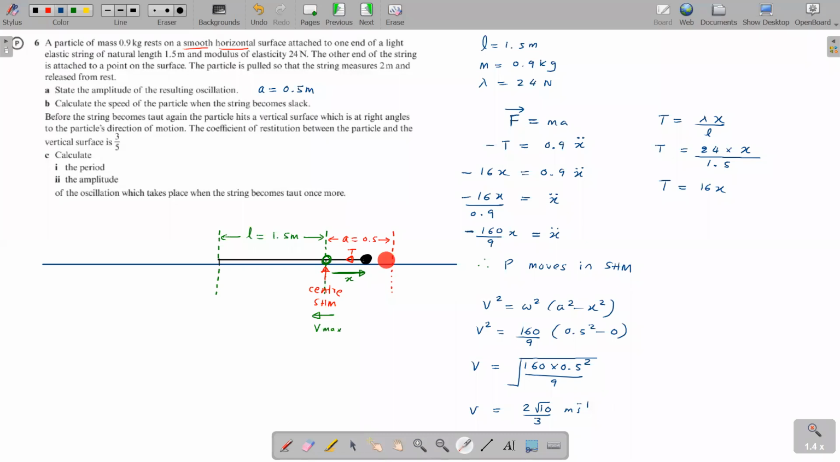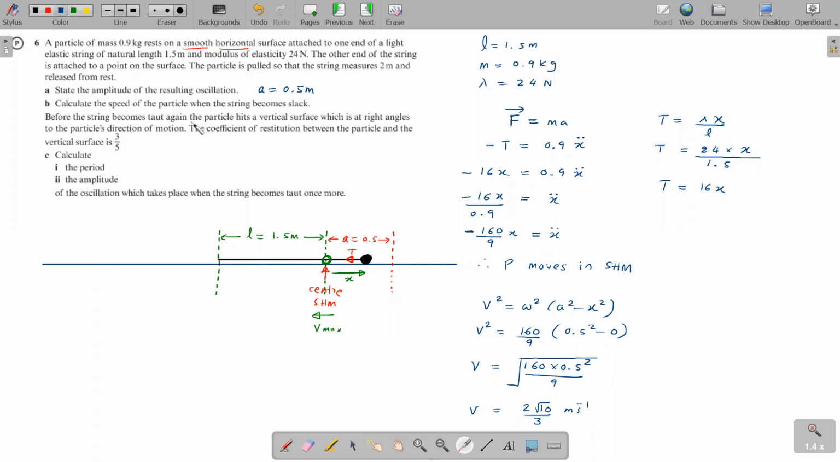Now you know the particle is on its way here, right? So you know what's happening from the amplitude to the center. You have SHM, and after passing the center, you go with what? You go with constant velocity, right? Do you recall? Because the string becomes slack, and this part of the motion goes under constant velocity. So you will keep going under constant velocity until the string becomes taut again, which means when you reach the natural length on the other side.